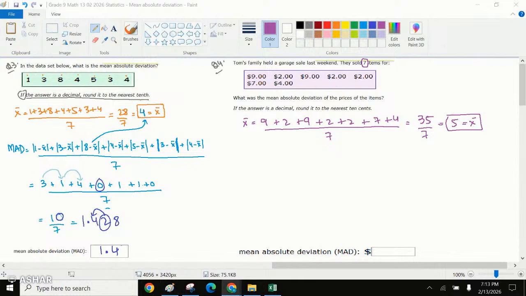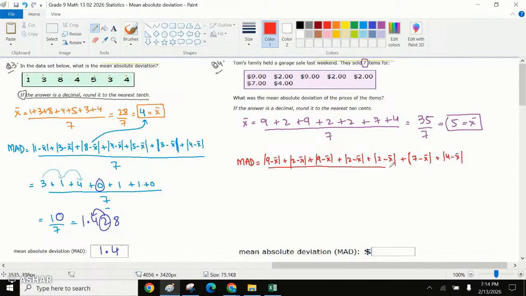Agreed? So if we need to find the mean absolute deviation, we can say that the mean absolute deviation would be 9 minus the mean, plus 2 minus the mean, 9 minus the mean, then 2 minus the mean, then the second 2 minus the mean, plus 7 minus the mean, and the last 4 minus the mean. It has to be divided by the same number of values.